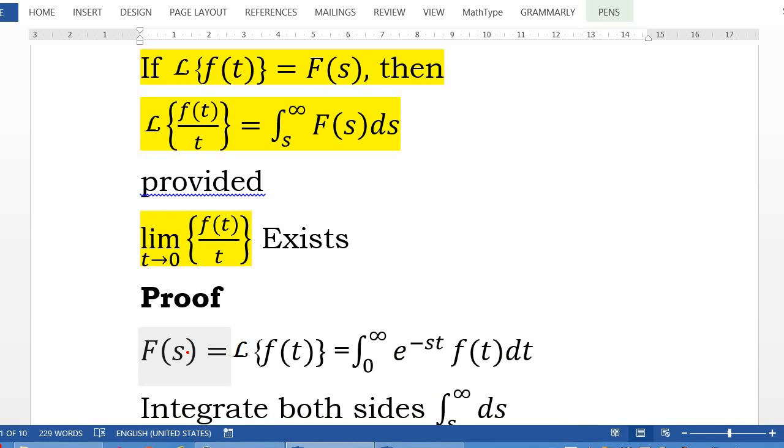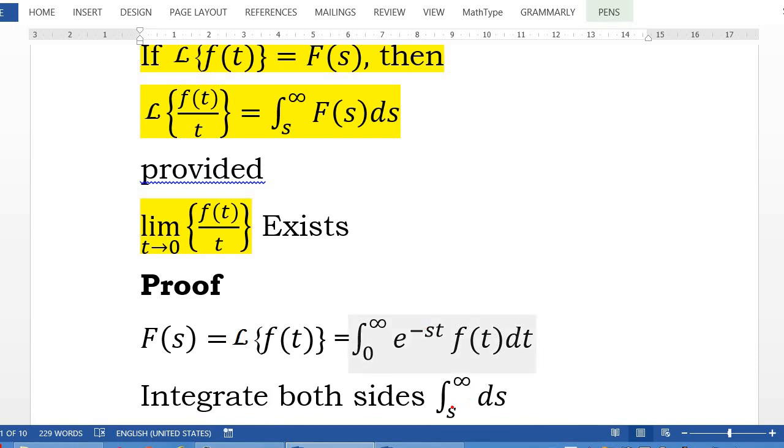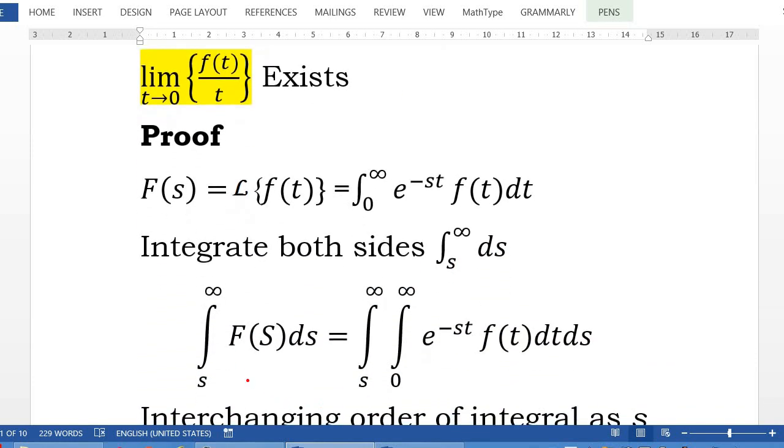Okay, let's start from F(s), which is actually the Laplace transform for f(t), and is equal to the integral of e^(-st) f(t) dt from 0 to infinity. This is from the definition of the Laplace transform. Later on we integrate both sides with respect to ds from s to positive infinity. So we integrate F(s) here from s to positive infinity with respect to ds, and the same thing with the definition of the Laplace transform here, we integrate from s to positive infinity with respect to ds.